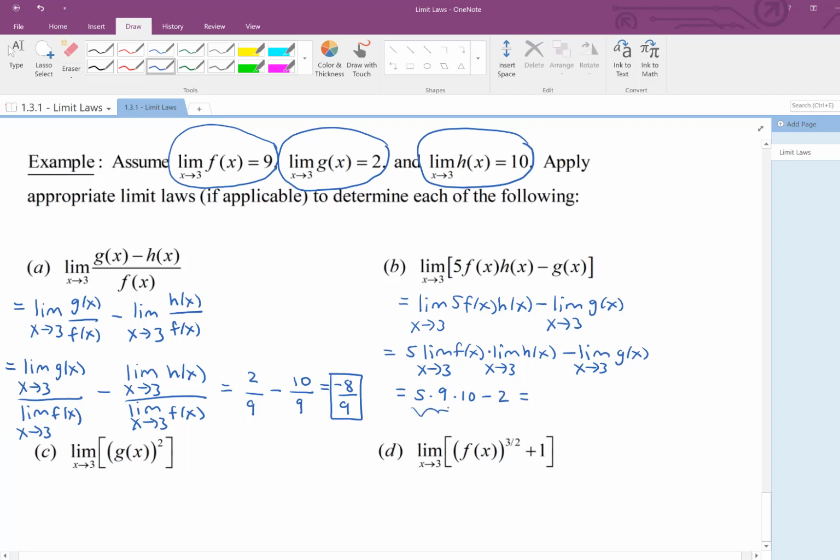So what do we got here? That's 45 times 10 is 450. Minus 2, what do we get? 448. Bam. Limit laws at use.